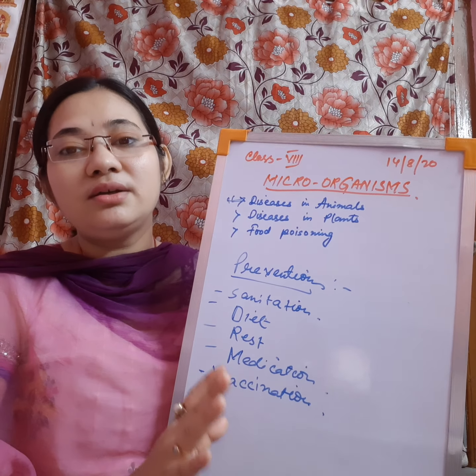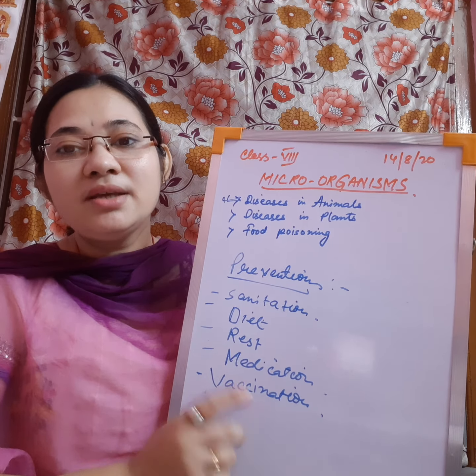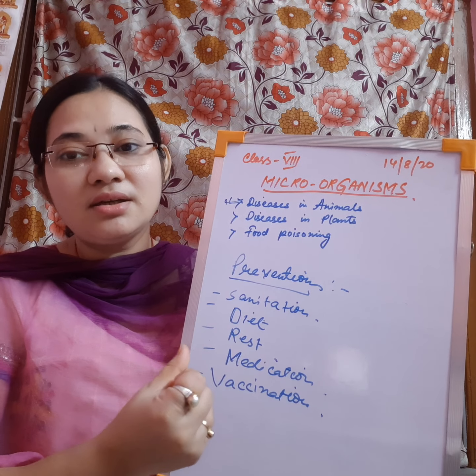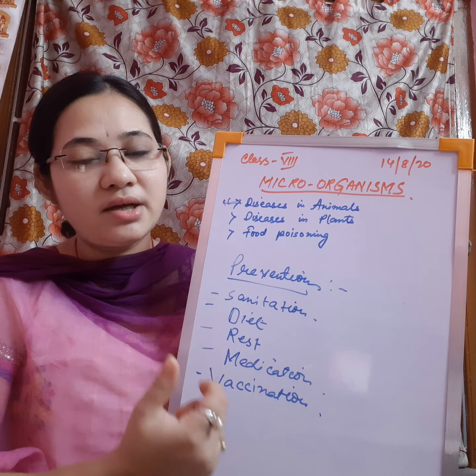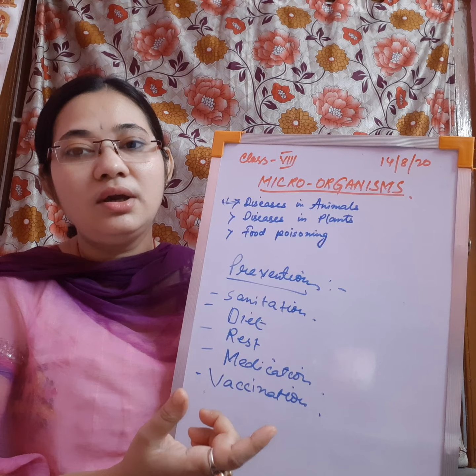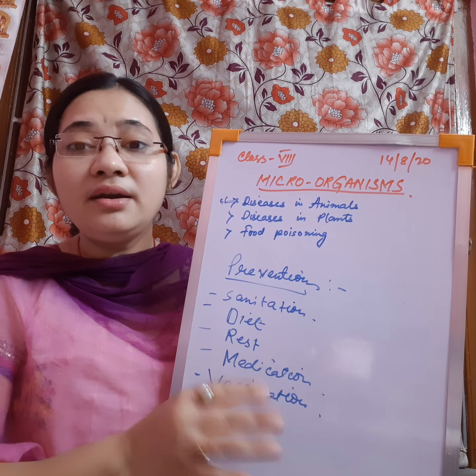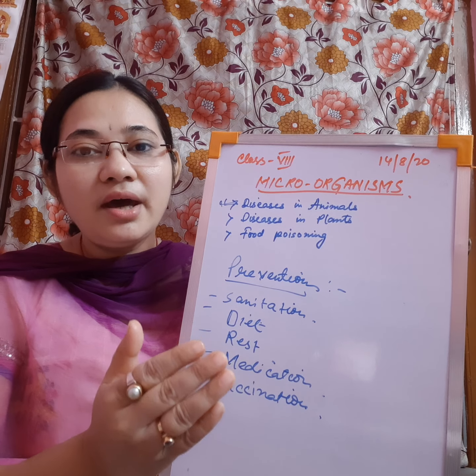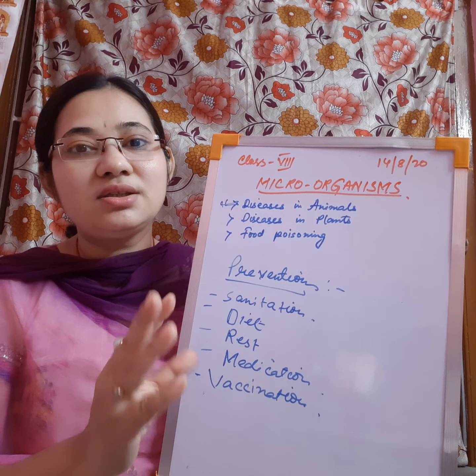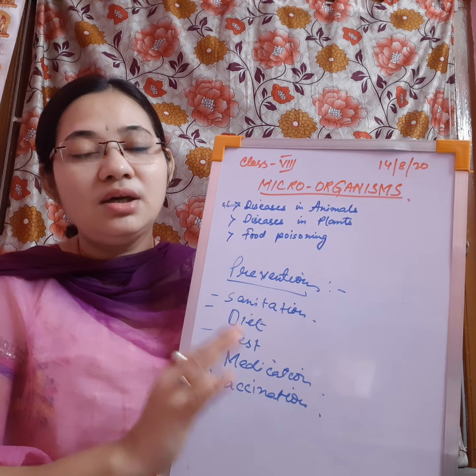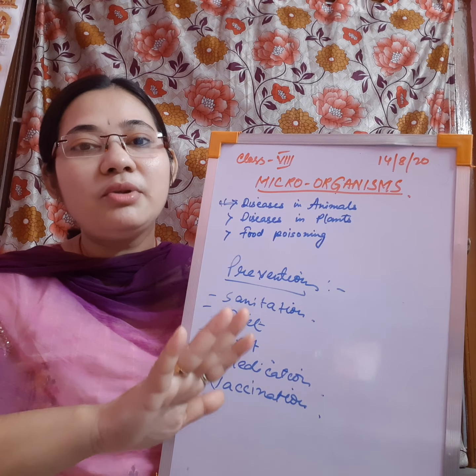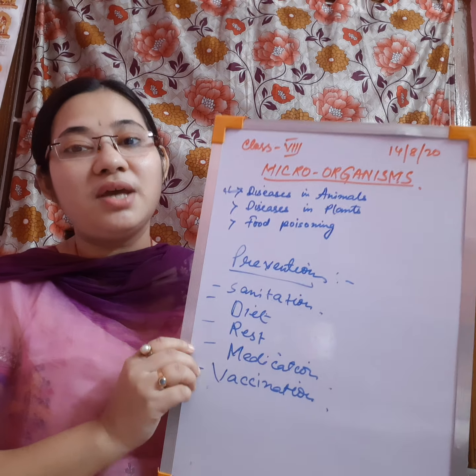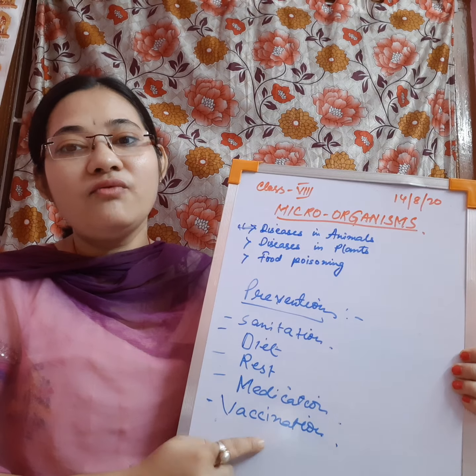Vaccination means some killed pathogens are injected inside the body of the cattle or buffaloes or sheep or goat, and it produces antibodies. Those antibodies work like soldiers, and when the animal actually comes in contact with some real virus or bacteria, then it is capable of resisting it. It does not develop that disease because it is already vaccinated.